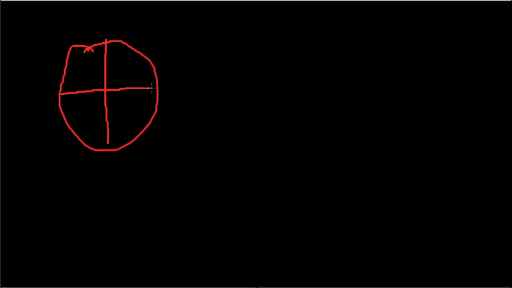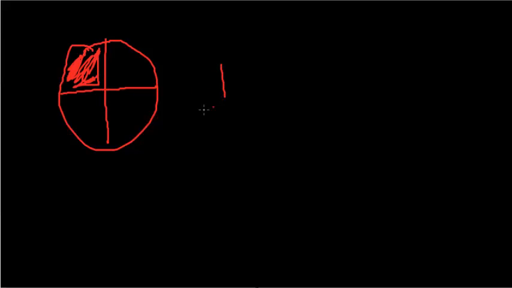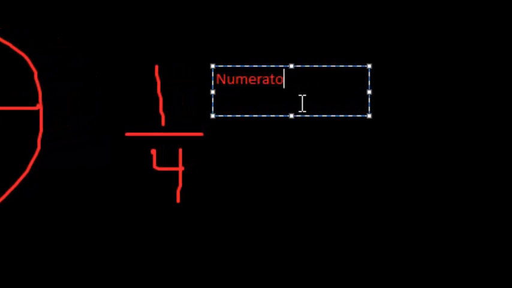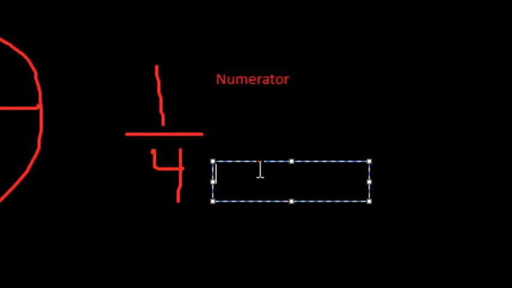So for example, if I have a pizza here and I cut that pizza into 4 equal pieces, let's say I eat one of those pieces. What I have then eaten is 1 piece out of 4, and this is our fraction. What we have now is up top, this is our numerator, and down below, this is our denominator.